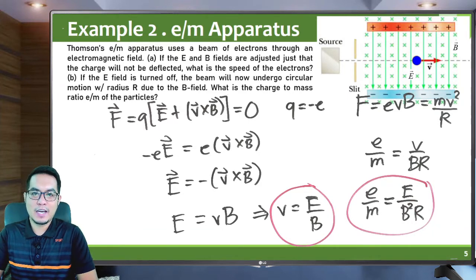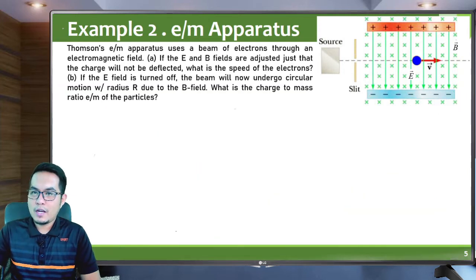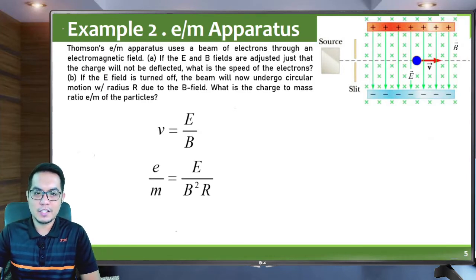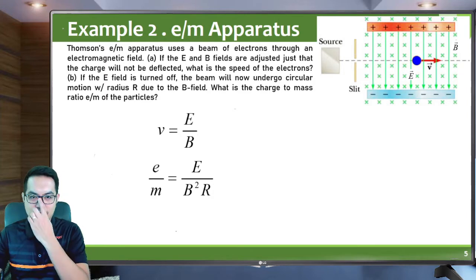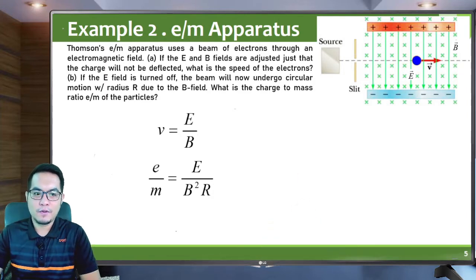So that's the charge to mass. That's how Thomson measured the charge to mass ratio of an electron. So as a summary, this is the speed of the electrons, and this is the charge to mass ratio of the electrons for this given apparatus.